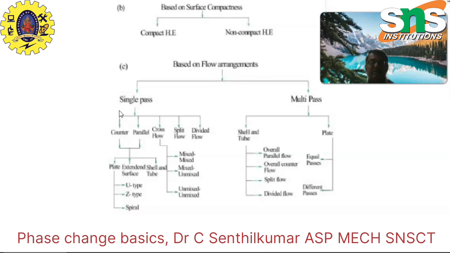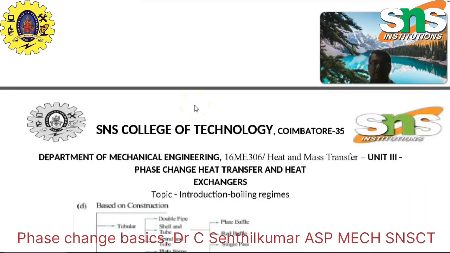This is about the single pass heat exchangers. Coming to the multi-pass heat exchanger, shell and tube and plate. In the shell and tube, there are four types: overall parallel flow, overall counter flow, split flow and divided flow. And in the case of multi-pass plate type, there are different processes. So these two are the major types of plate type multi-pass heat exchangers. So these are the heat exchanger types.